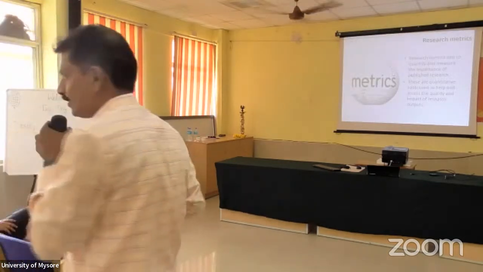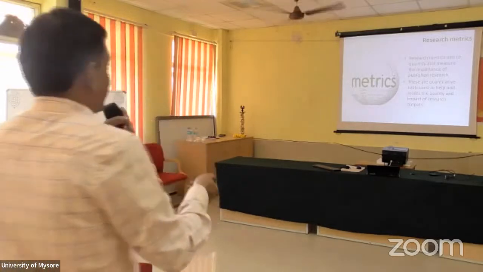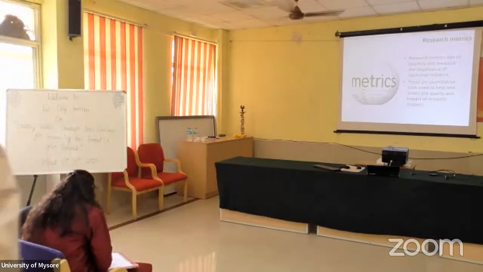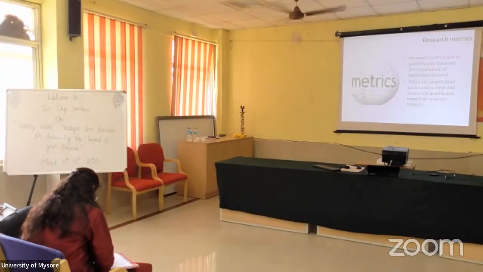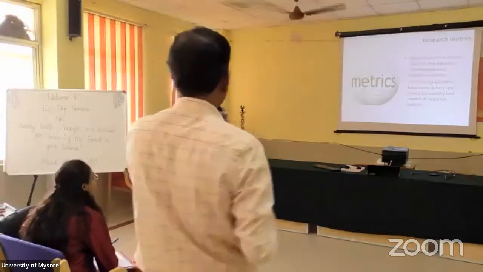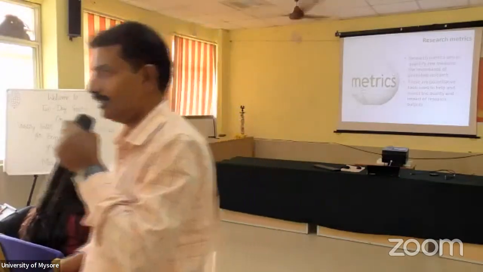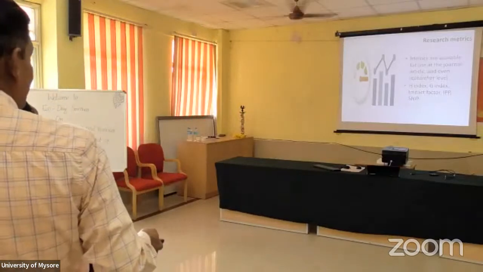So what is research metrics? Research metrics aim to quantify and measure the importance of the published research. Quantify, not qualify. These are quantitative tools used to help assess the quality as well as the impact of the outputs, okay? Article.